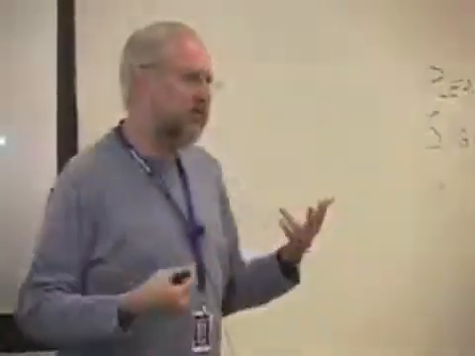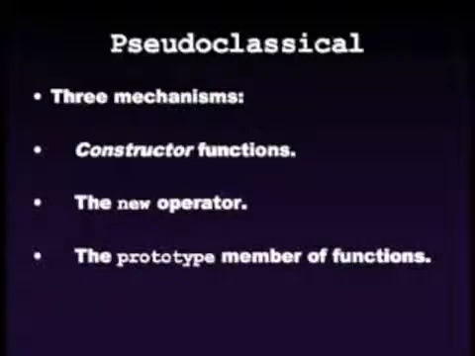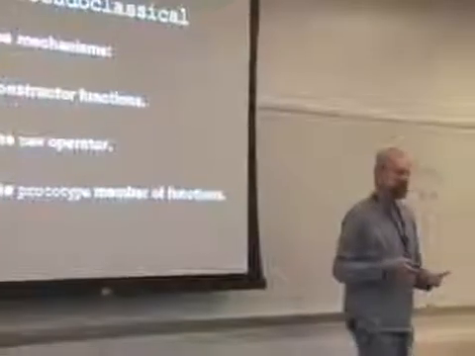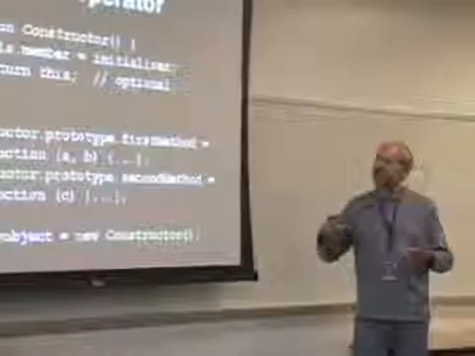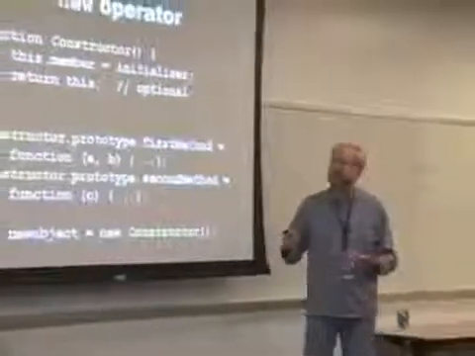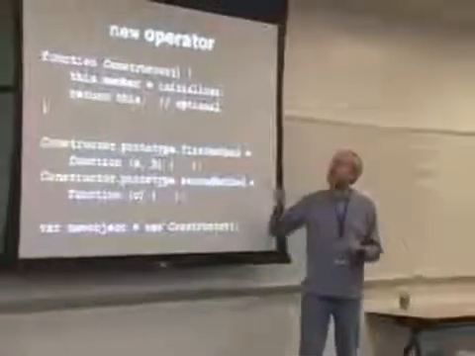To do this, they provided three mechanisms. First was constructor functions, the next was the new operator, and then the next was the prototype member of functions. And by combining these three things, they get pseudo-classical inheritance. This is the basic pattern that you get in pseudo-classical.